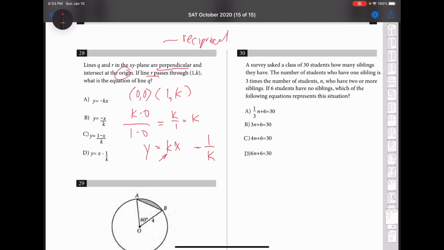Sorry. So the perpendicular line has a negative reciprocal slope. So the slope is equal to negative 1 over K. And so the full equation is y is equal to negative 1 over K times x. And if we were to multiply that out, that would be y is equal to negative x over K. The answer is equal to B. Answer choice B for number 28.